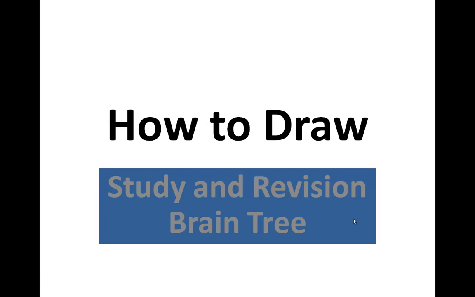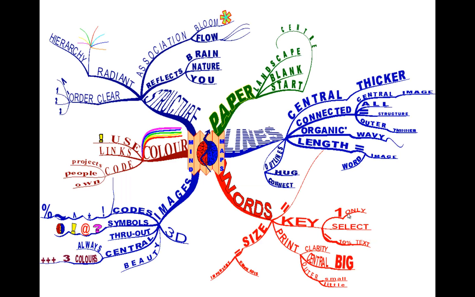So how to draw a study and revision brain tree. Let's have a look at this map here. You will notice how the words really come out. Words, lines, paper, structure, color, images. They really stand out. Then we look at the sub-branches, once again, all in uppercase. We can vary the text, we can make it different. This particular one is using words, but you can use images instead of those words, as we shall see later on.